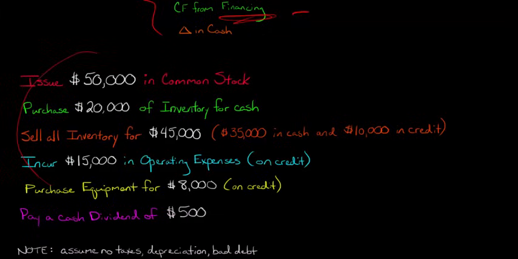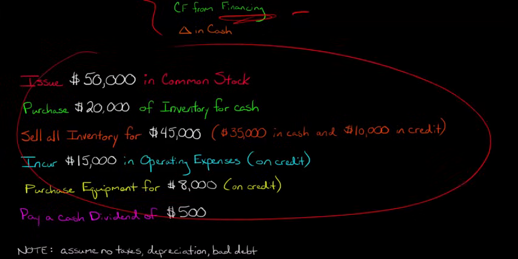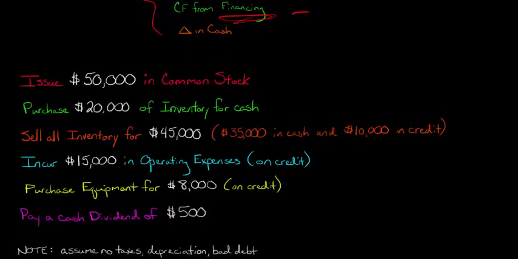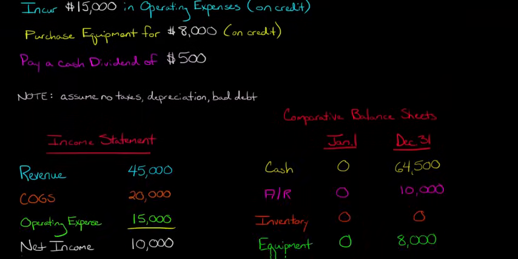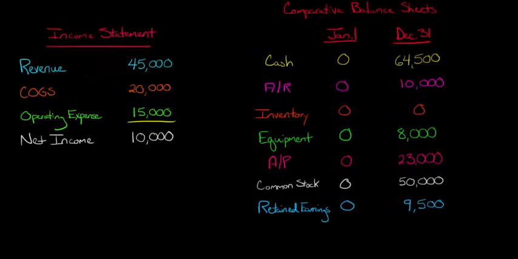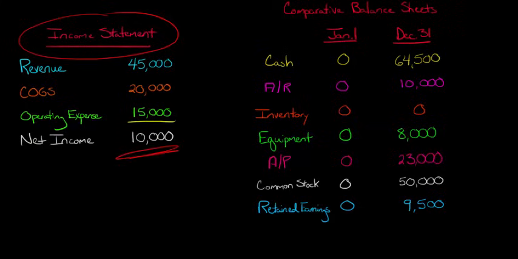So all this is our activity for our new company during the year. We're going to make this simple. We're going to assume there's no taxes, no depreciation on that equipment, no bad debt or uncollectible accounts. I just really want to show you the basics of how we put together a statement of cash flows. So we're going to need a couple of things to make this a little bit easier. We're going to need an income statement. I prepared an income statement so we can have net income, because net income is going to be the first line on our statement of cash flows.